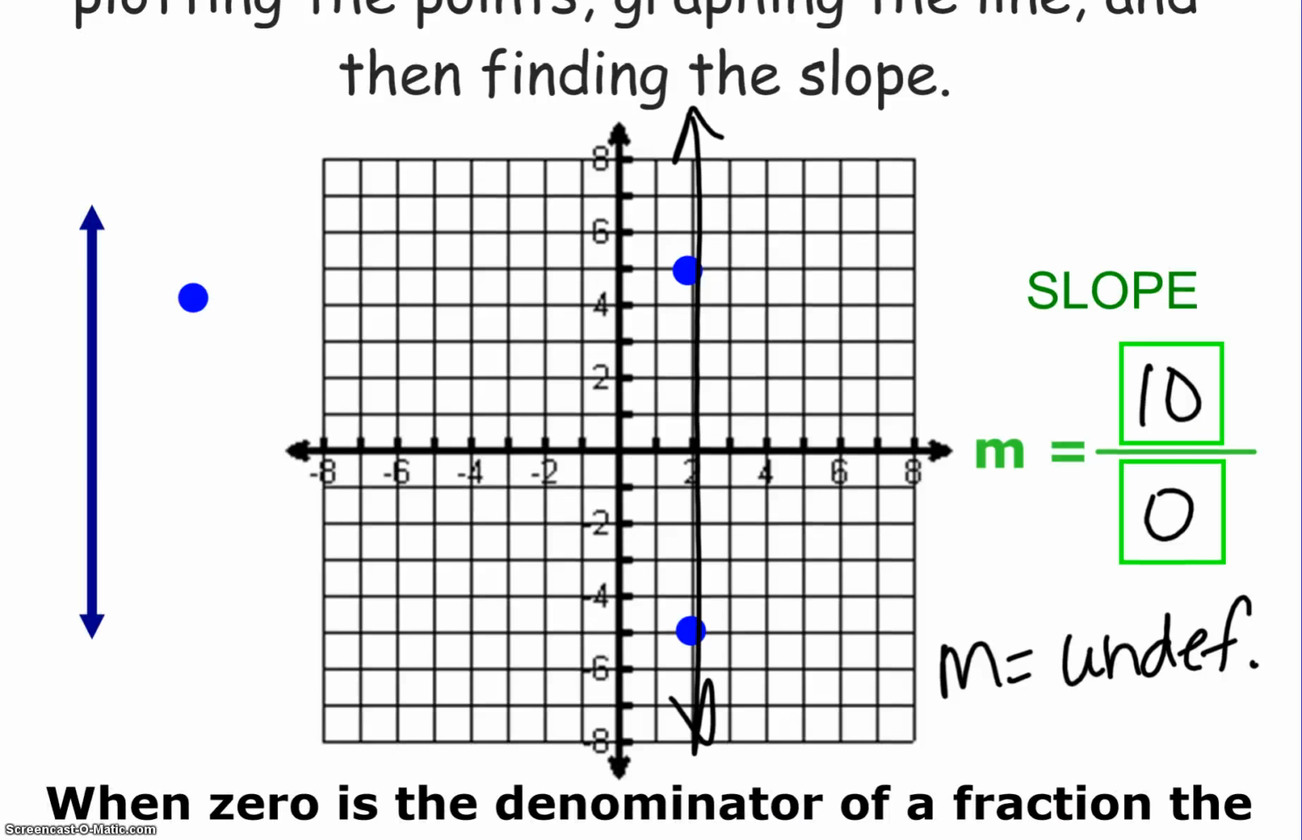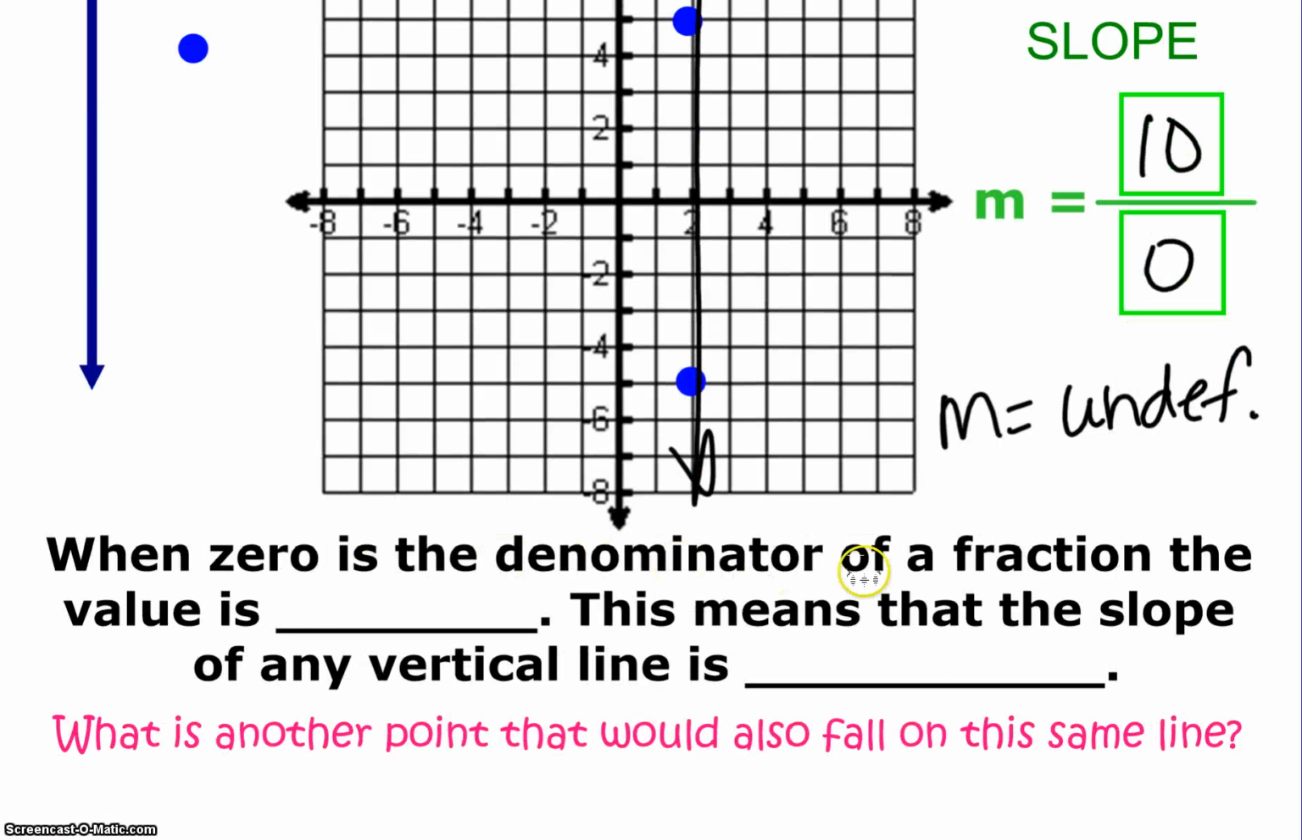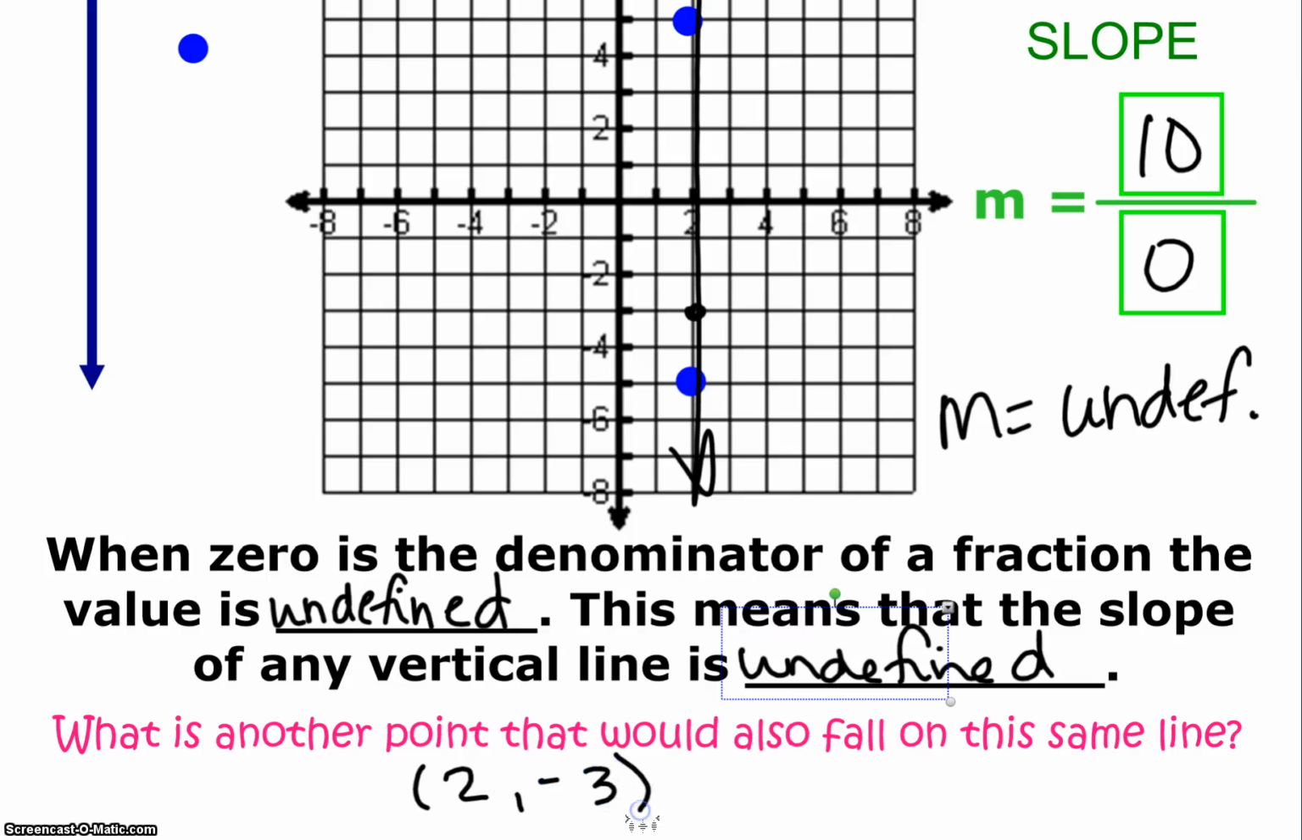So, we can talk about these notes down here. When 0 is the denominator of a fraction, the value is undefined, and that comes from dividing by 0. You learned that in 4th grade. This means that the slope of any vertical line is undefined. And it wants to know another point. So this point looks good to me. So 2, negative 3.